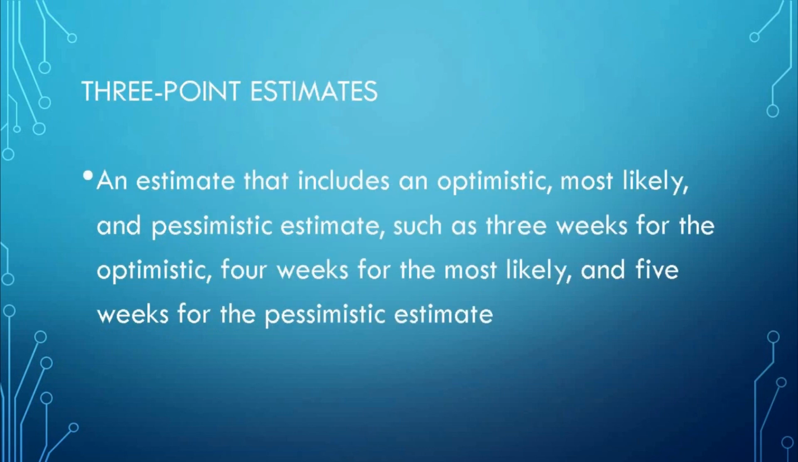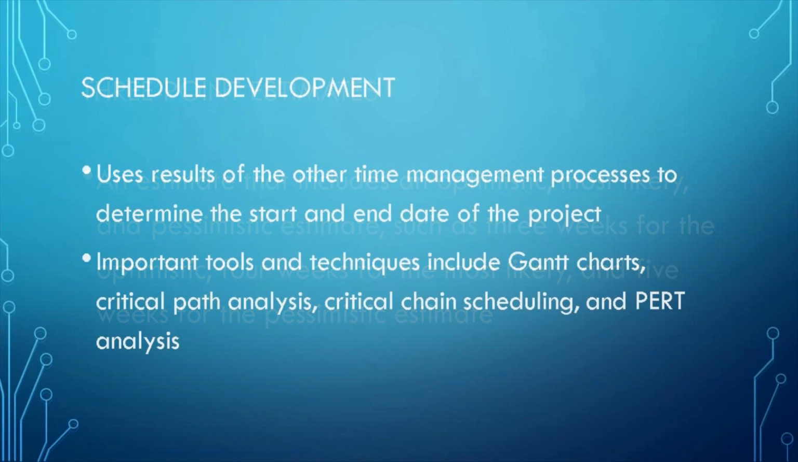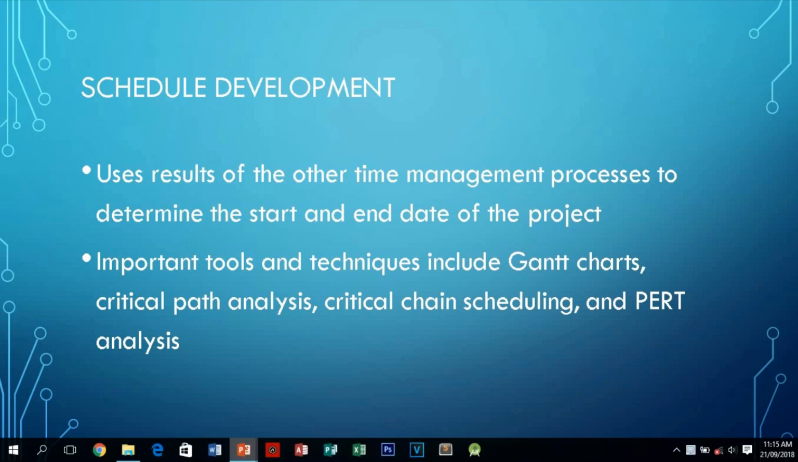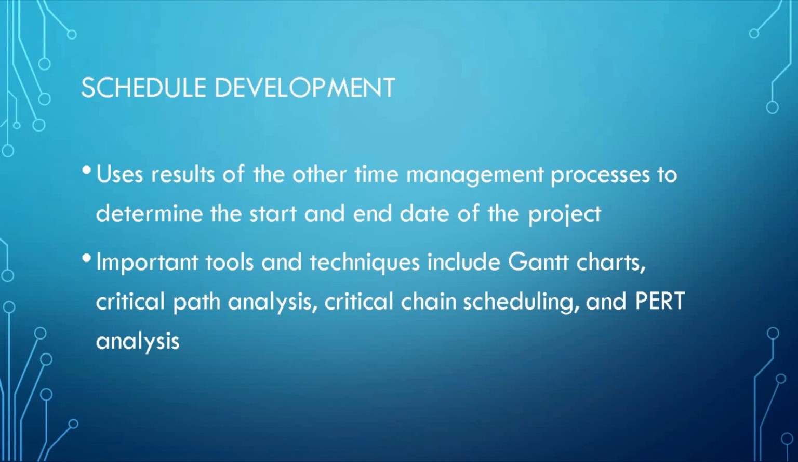3-point estimates. Instead of providing activity estimates as a discrete number such as 4 weeks, it's often helpful to create a 3-point estimate. 3-point estimates are needed for PERT and Monte Carlo simulations. Schedule development. The ultimate goal is to create a realistic project schedule that provides a basis for monitoring project progress for the time dimension of the project. Important tools and techniques include Gantt charts, critical path analysis, critical chain scheduling, and PERT analysis that we will discuss later.